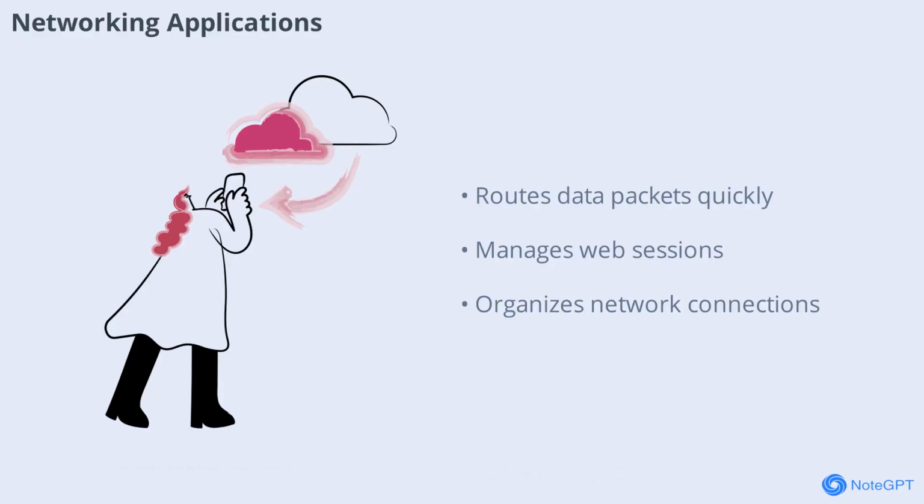In networking, hash tables are used for tasks like routing and managing connections. Routers use hash tables to quickly look up where to send data packets, ensuring information gets to the right place without delay. Hash tables also help manage sessions and connections in web servers, keeping everything organized and efficient. Their speed and reliability make them a key part of modern networking.